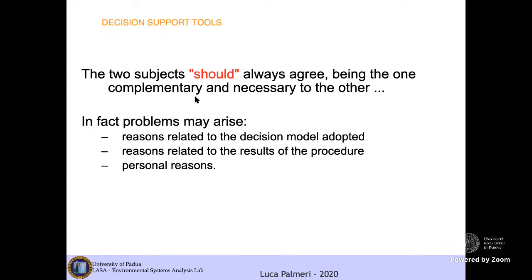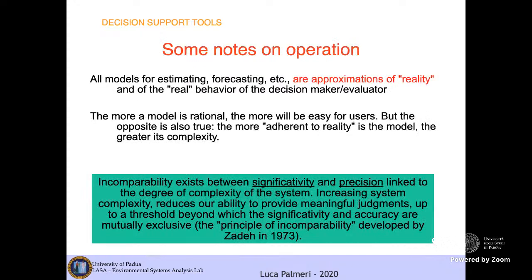In fact, problems often arise. Reasons for disagreement may be related to the decision model adopted, they do not agree on the model. Reasons related to the results of a procedure, they do not agree on the results of a model, so they discuss the ranking essentially. And then there may be personal reasons, typically in case of corruption. Personal reasons are the fact that one of the policymakers may have some kind of economic interest in the decision, and this may make the decision process not rational.